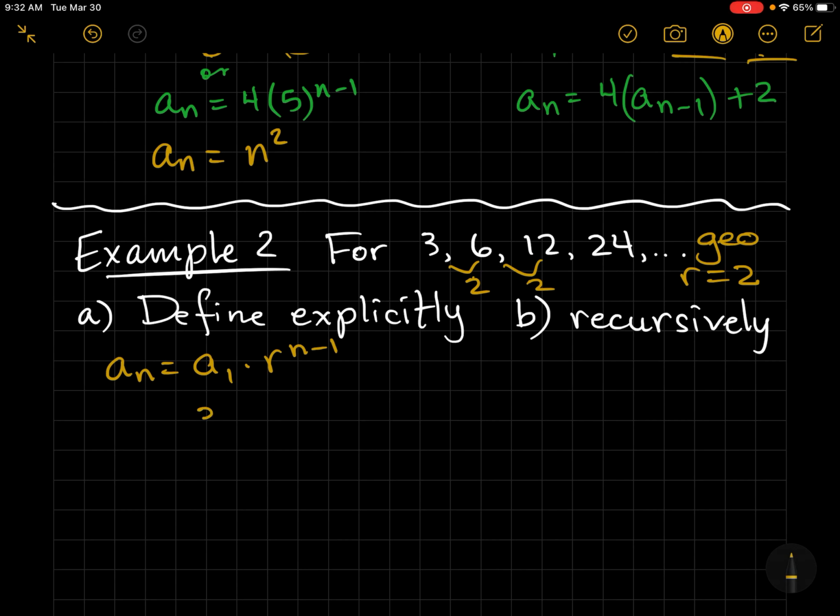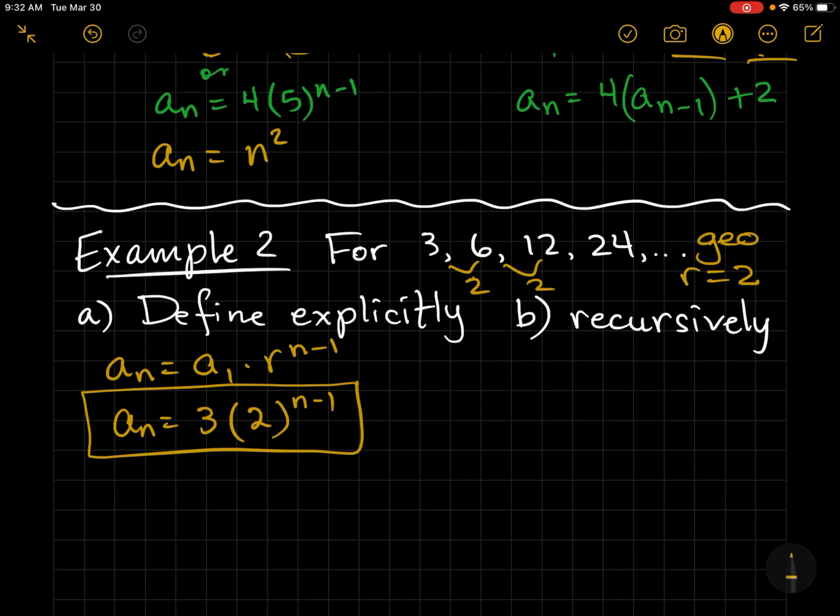So a sub 1 is 3 and r is 2. So this is defined explicitly. If I want to know the 8th term, I plug 8 in for n and boom, I get an answer. But let's see how we could define this recursively. We're going to look at what's going on. We're multiplying the previous term by 2.